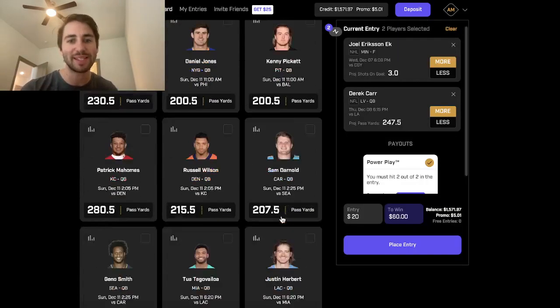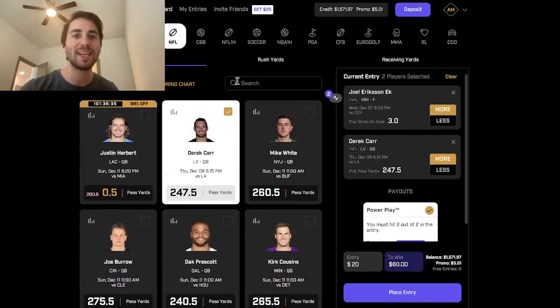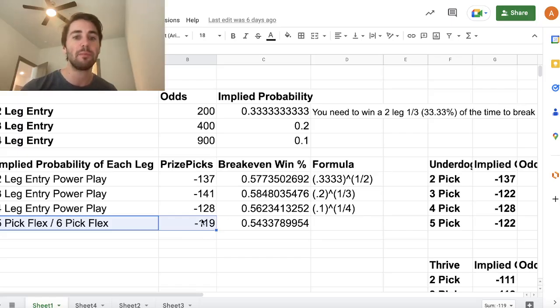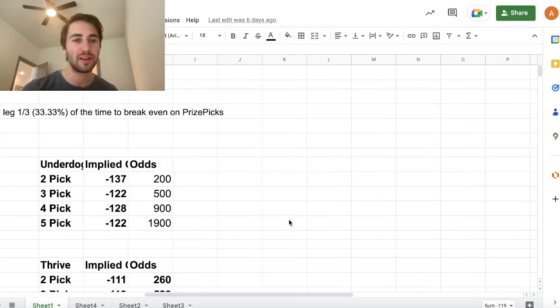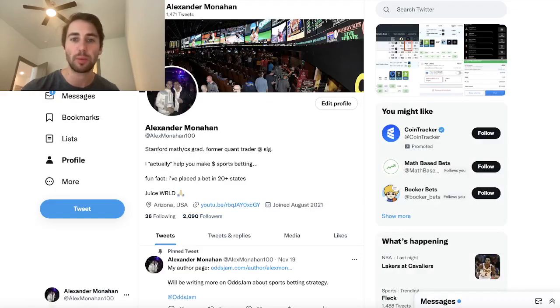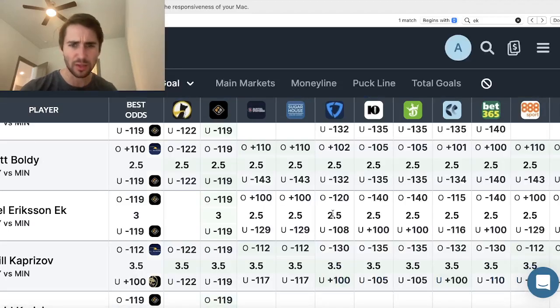So PrizePicks is giving you the same implied odds for all of your plays, which in a 5-pick or a 6-pick entry is going to be minus 119, as we've gone through in other videos. So what we want to play is ideally 5 or 6 picks on PrizePicks that all look pretty profitable. I'll take you through a couple of the plays I went with.